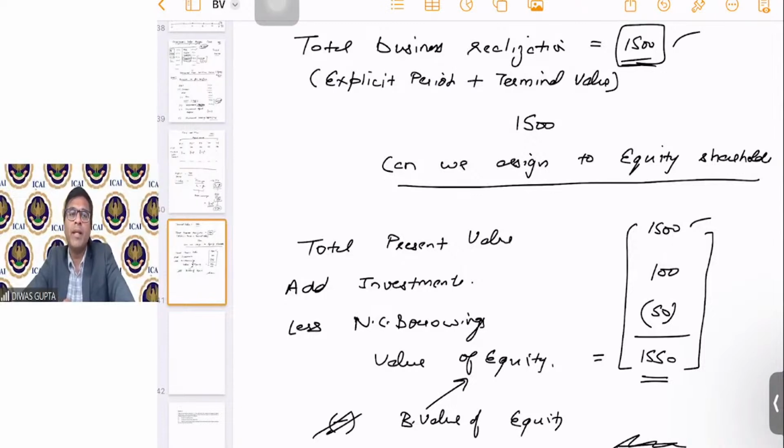So this has a very good amount of utility in practical life is what I'm trying to say, right? So we have to do these adjustments even in practical life, wherein we will add the investments done outside the business. We will first take what your underlying business is able to fetch, which is 1500. Then in that, we will add the investments outside the business and we will also reduce the non-current borrowings, students.